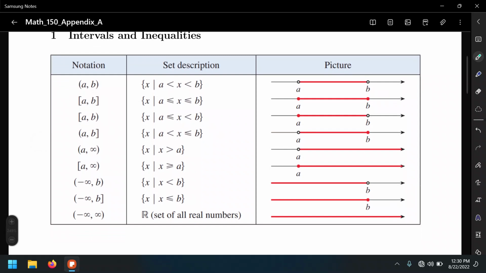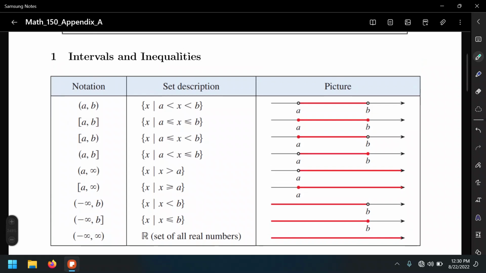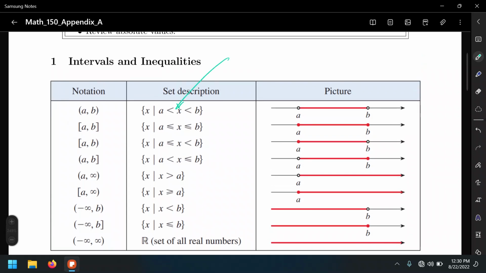And so that's the interval notation. That's the set notation, the set builder notation, which has these curly braces. And the way we read this is, well, let me put a numerical example. The interval 3 to 5, which in set notation would be x such that x is greater than 3 and less than 5.